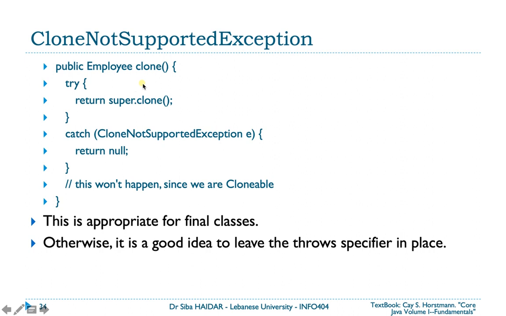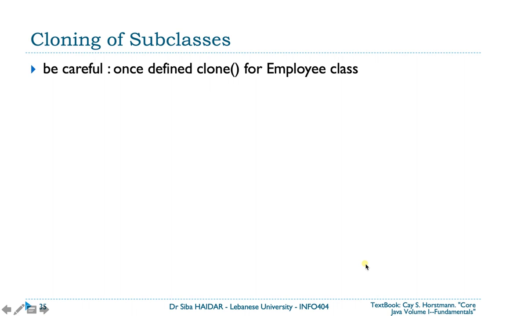As for the CloneNotSupportedException, we already said that you have to declare it unless this is your final class, in which you are sure that neither you nor the superclasses have raised the exception. So you can put the call to clone inside a try catch block, and instead of declaring that you throw a CloneNotSupportedException, you catch it, because you know this will never happen. Otherwise, it is a good idea to leave the throws specifier in its place.